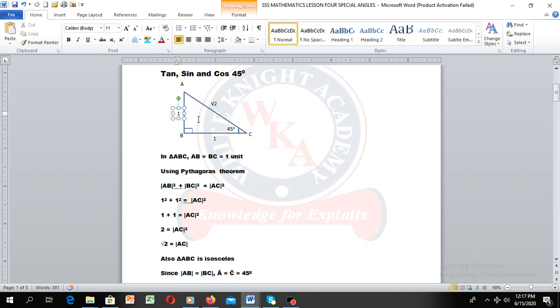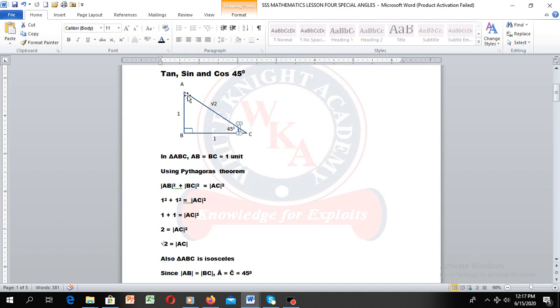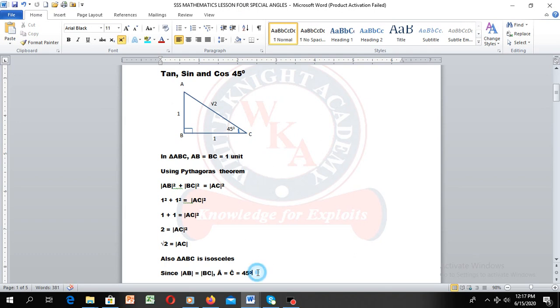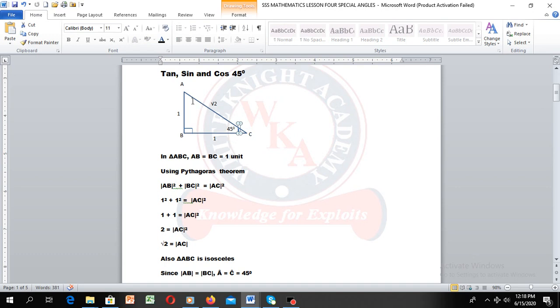Because the adjacent sides of this triangle are equal, the base angles of an isosceles triangle are also equal. Angle C and angle A are going to be the base angles of this isosceles triangle. Since length AB is equal to length BC, angle A will be equal to angle C, which will be equal to 45 degrees. The reason why angle A is equal to angle C is because they are the base angles of this isosceles triangle ABC.